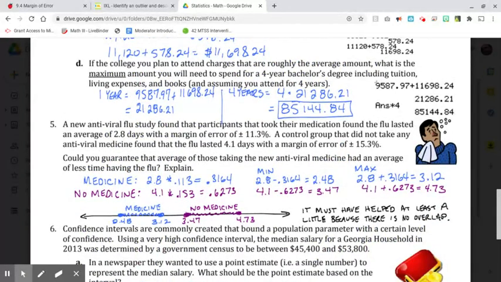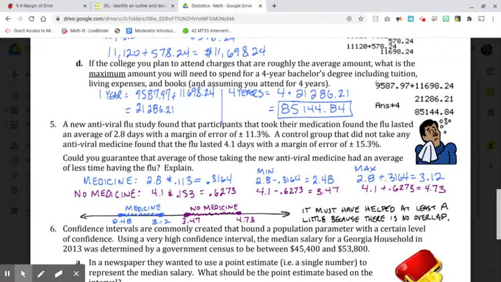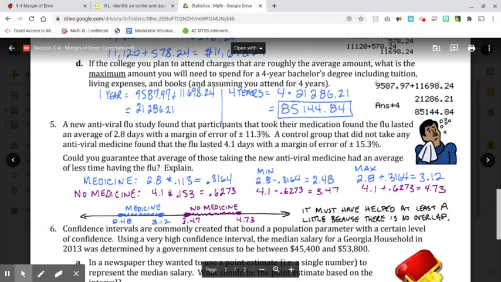A new antiviral flu study found that participants who took their medication found the flu lasted an average of 2.8 days with a margin of error of plus or minus 11.3%. A control group that did not take any antiviral medicine found the flu lasted 4.1 days with a margin of error of 15.3%. So let's look at the group that took the medicine.